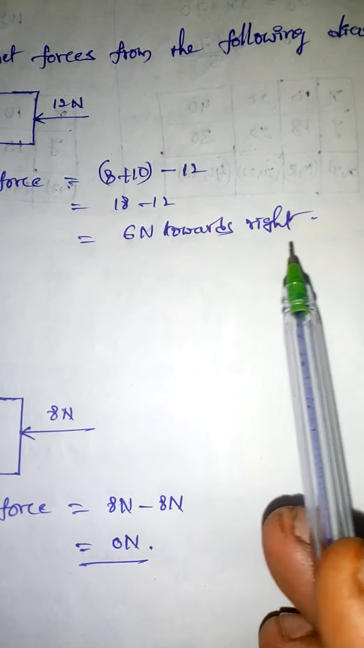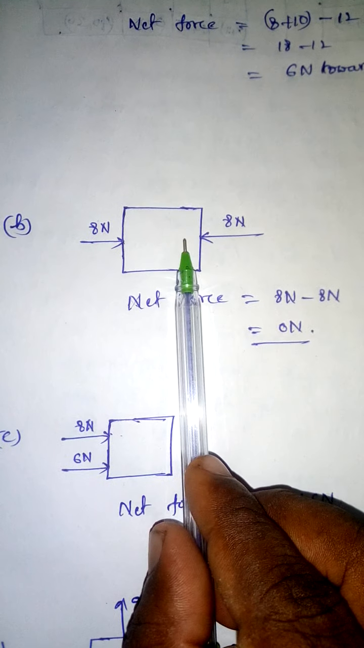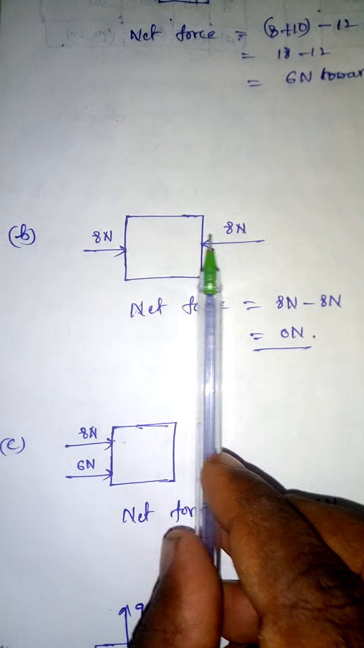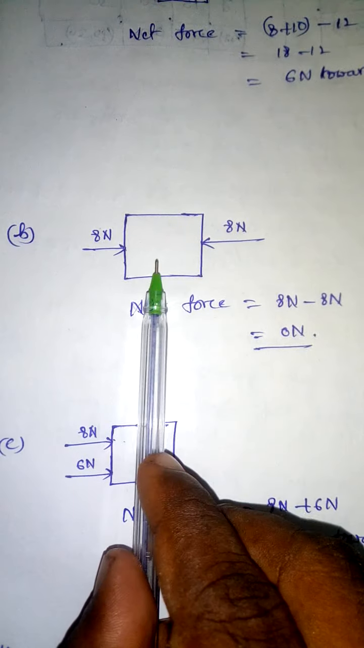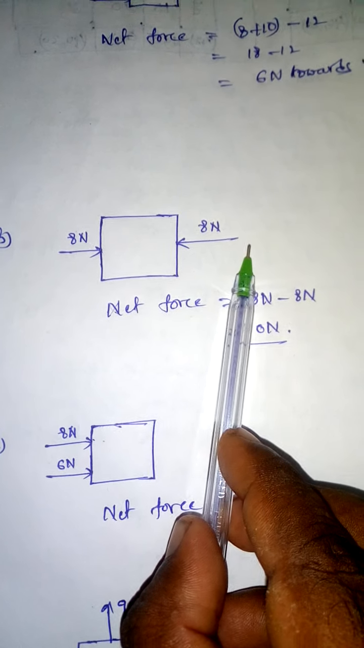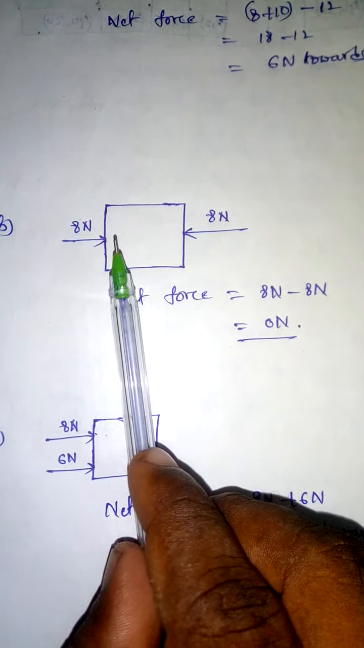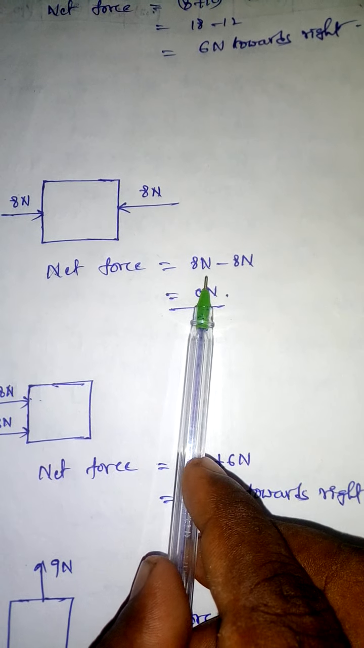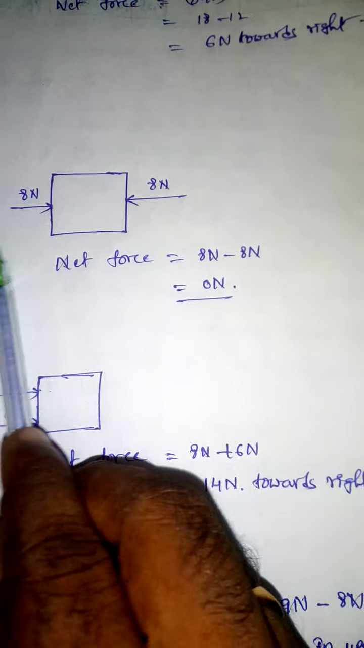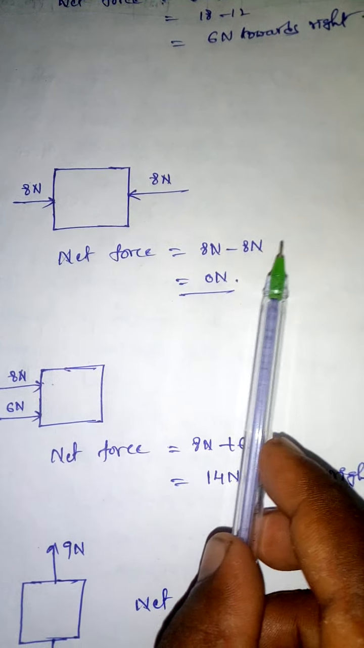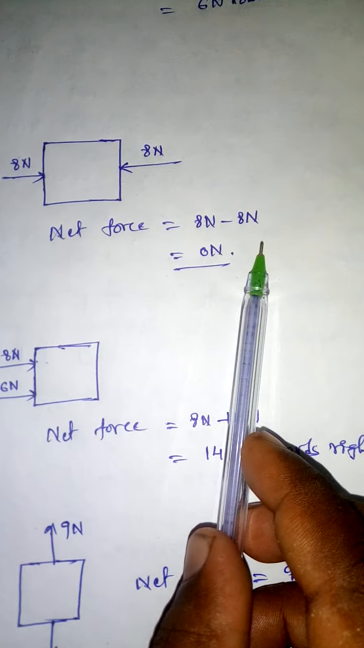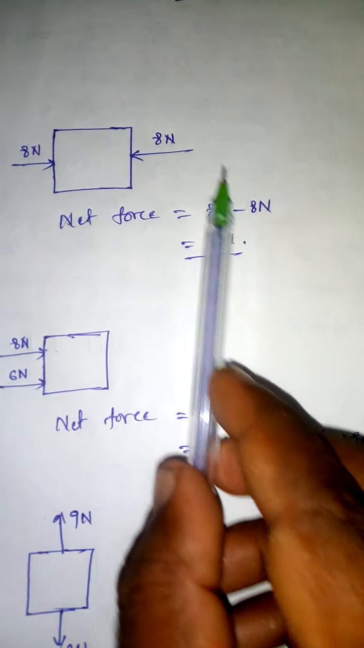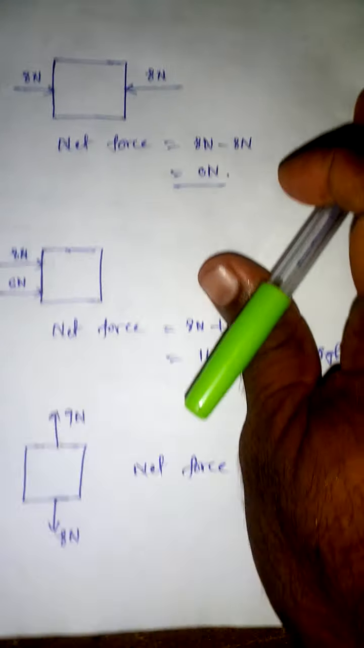Now coming to the second example, here also we have a block and two forces working on this block in opposite directions, so we have to subtract one force from the other force. So net force equals 8 newtons minus 8 newtons because these are in opposite directions, that's why I am subtracting here. 8 newtons minus 8 newtons equals 0 newtons, that is, the net force here is 0.